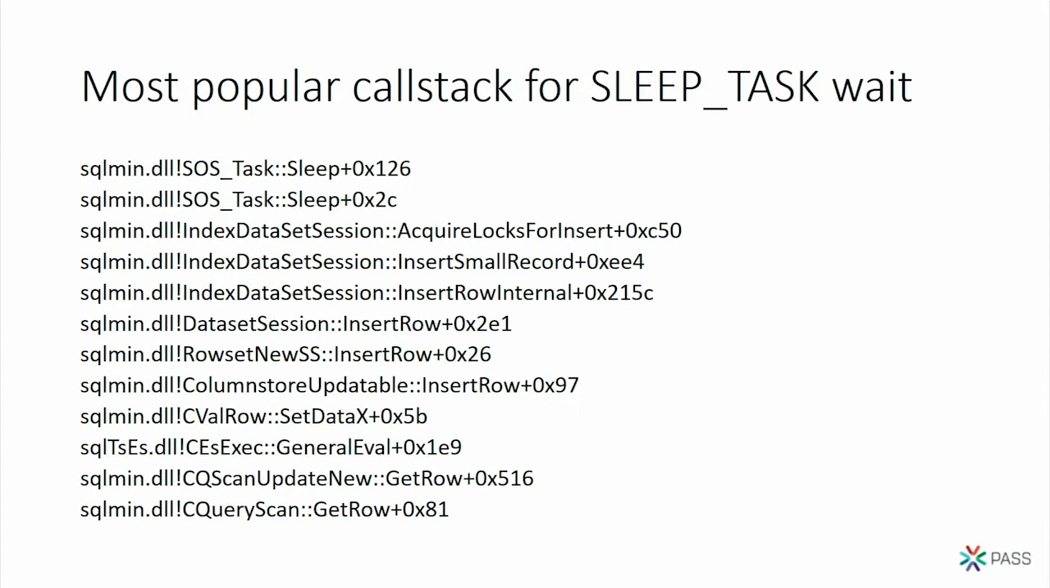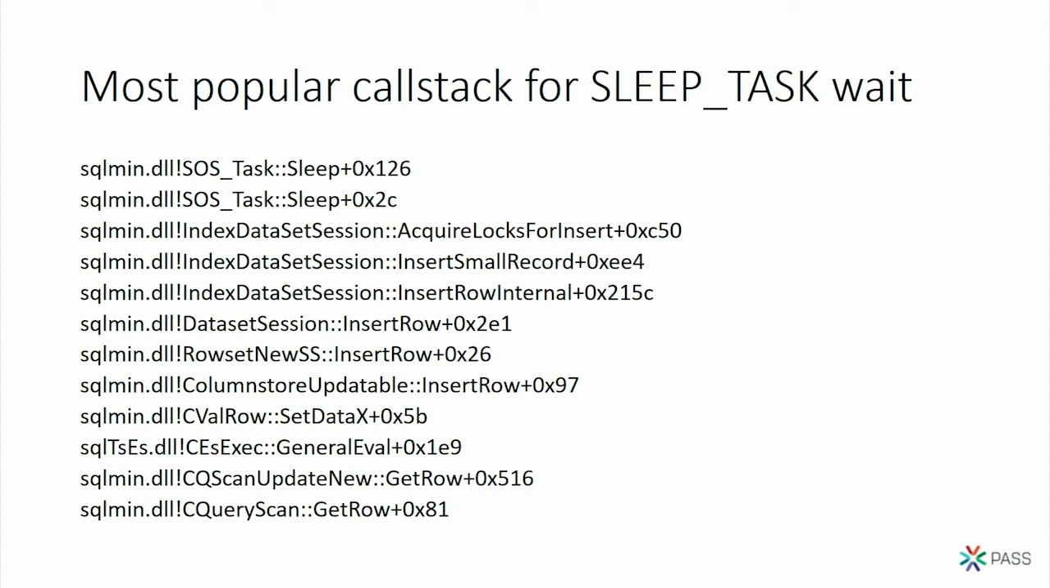So call stacks are a bit tricky. You have to read from the bottom up. They require internals knowledge or a friend at Microsoft or whatever your best theory is. So I'm going to read through this a bit. Okay, I'm getting a row from a scan. I need to update a row in a Columnstore. That turns into an insert. I'm inserting a small record. I need to get a lock, and then it sleeps. So during my Columnstore inserts, I'm hitting this lock that it seems like I can't get, and then the worker sleeps. So this is hinting that there's some problem with the Columnstore insert operator itself.